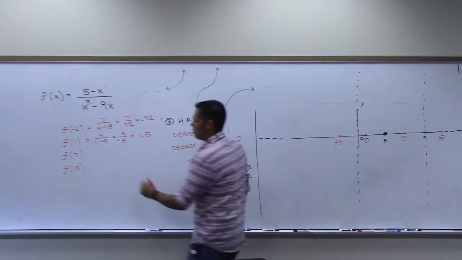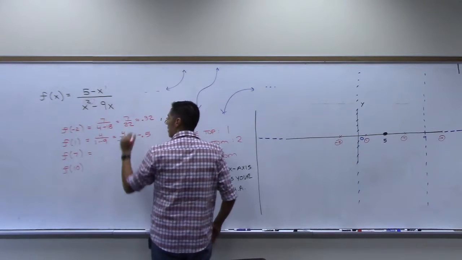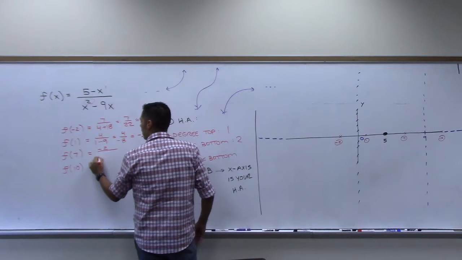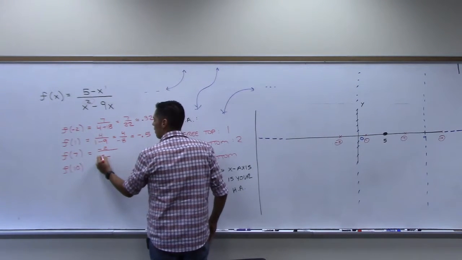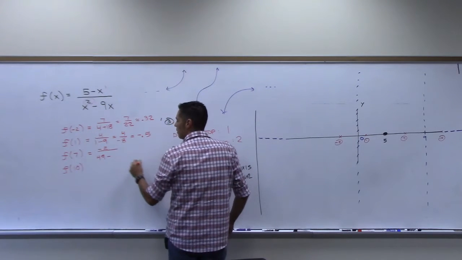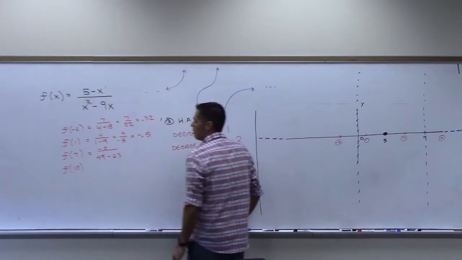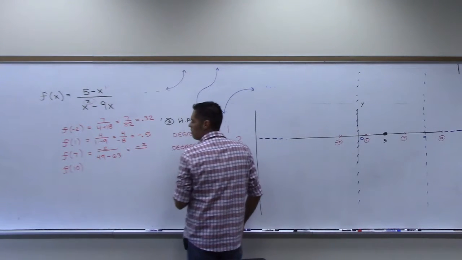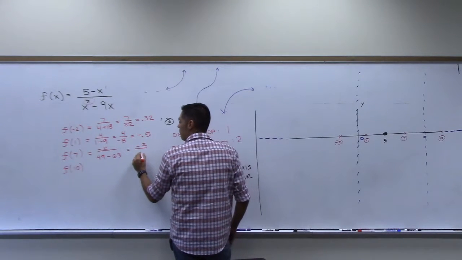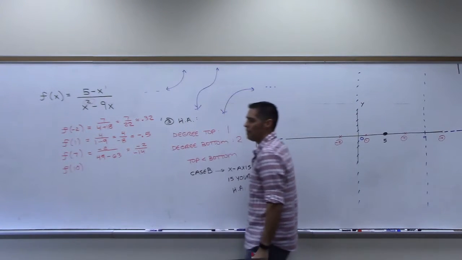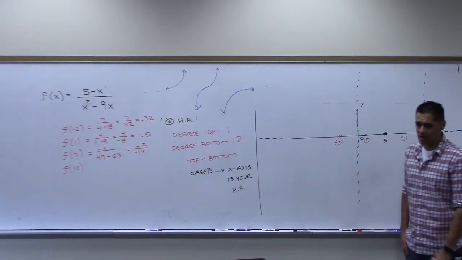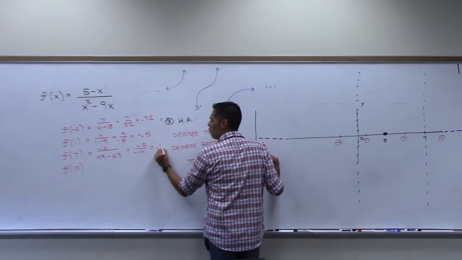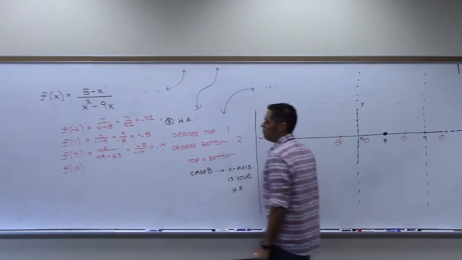How about 7? 5 take away 7, negative 2, over 7 squared, 49, minus, what's 9 times 7? 63? And that's negative 2 over negative 14, which is positive 1/7, which is approximately 0.1, point what? Okay, 0.14.